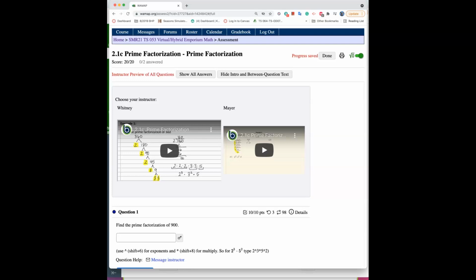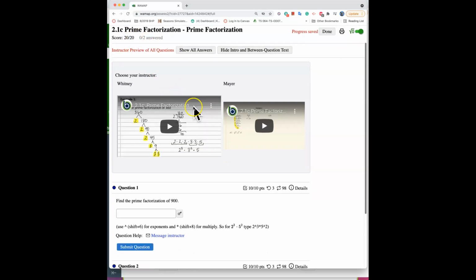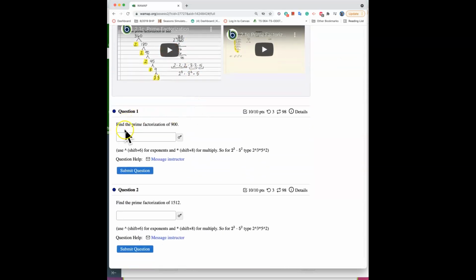Hello everybody, we're going to take a look at prime factorization this time. We're at WAMAP and we're looking at 2.1c, so this is unit 2 for Math 53, prime factorization. And our two problems here are find the prime factorization of 900 and find the prime factorization of 1512.